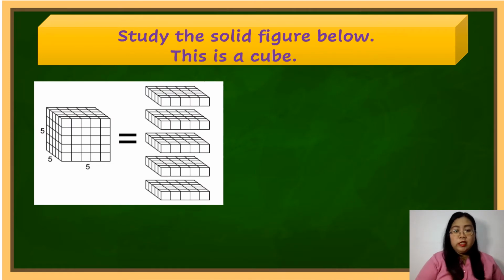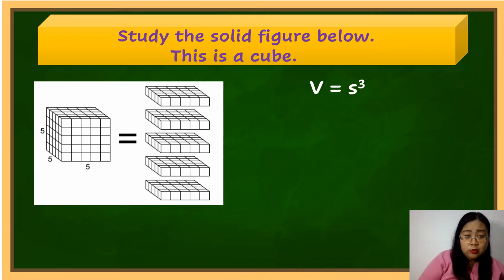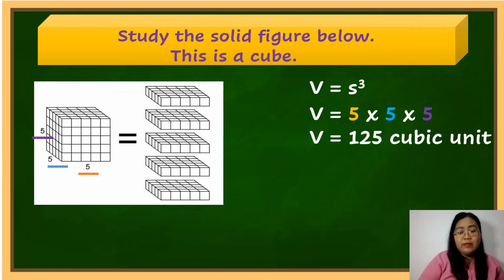Study the solid figure below. This is a cube. The formula in finding the volume of the cube is equal to side cubed. In this figure, we have 5 length, 5 width, and 5 height. So volume is equal to 5 times 5 times 5, which is equal to 125 cubic units.